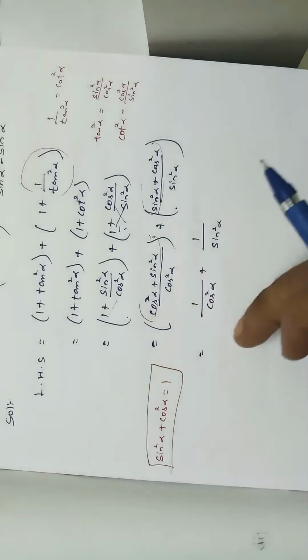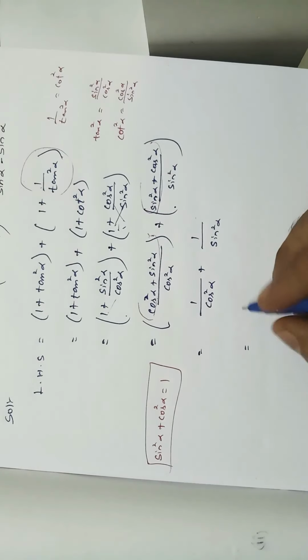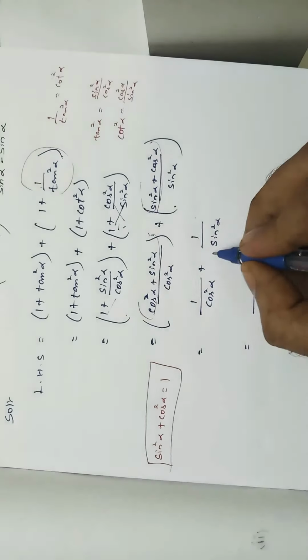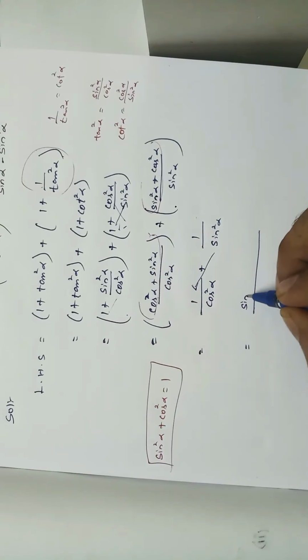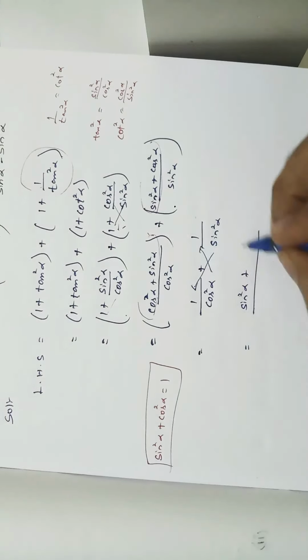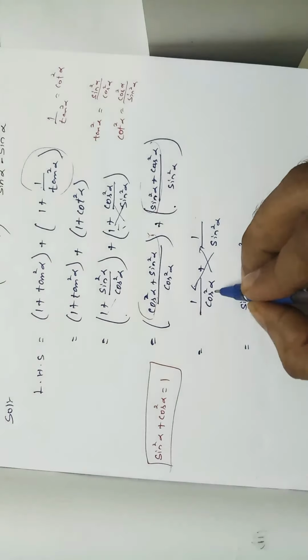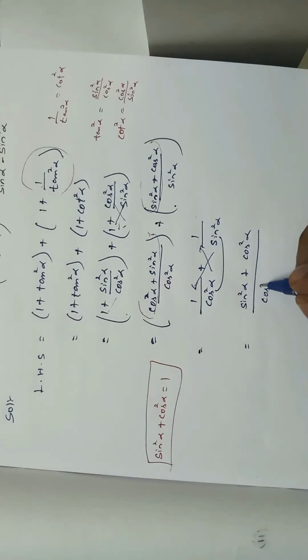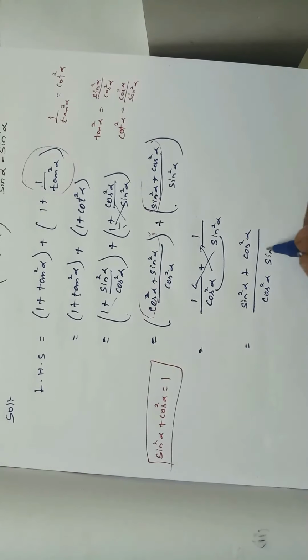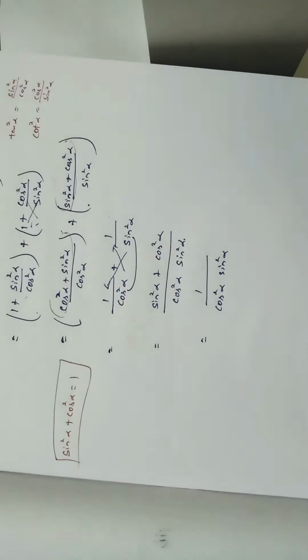Now what we want to do is just do the cross multiplication, taking the LCM. Sin square alpha into 1, sin square alpha, plus cos square alpha into 1, cos square alpha, divided by cos square alpha into sin square alpha. Already we know that sin square alpha plus cos square alpha is equal to 1. So it is equal to 1 divided by cos square alpha into sin square alpha.